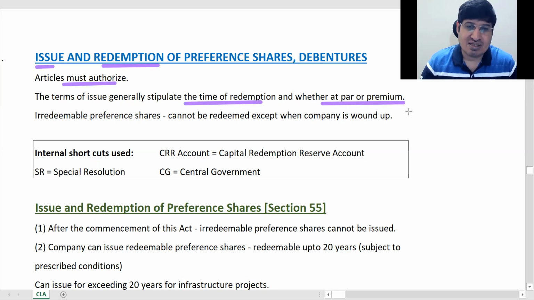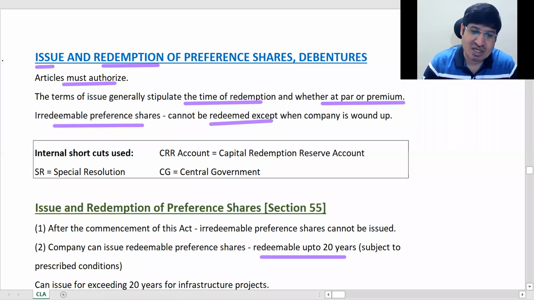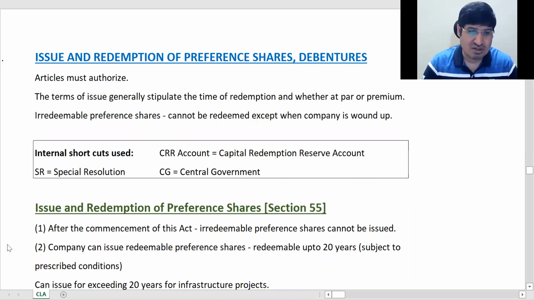So this premium is a loss for the company. Irredeemable preference shares you cannot issue now. You can issue shares redeemable up to 20 years. For infrastructure companies, you can issue redeemable preference shares up to 30 years. Okay, these are the things we saw.